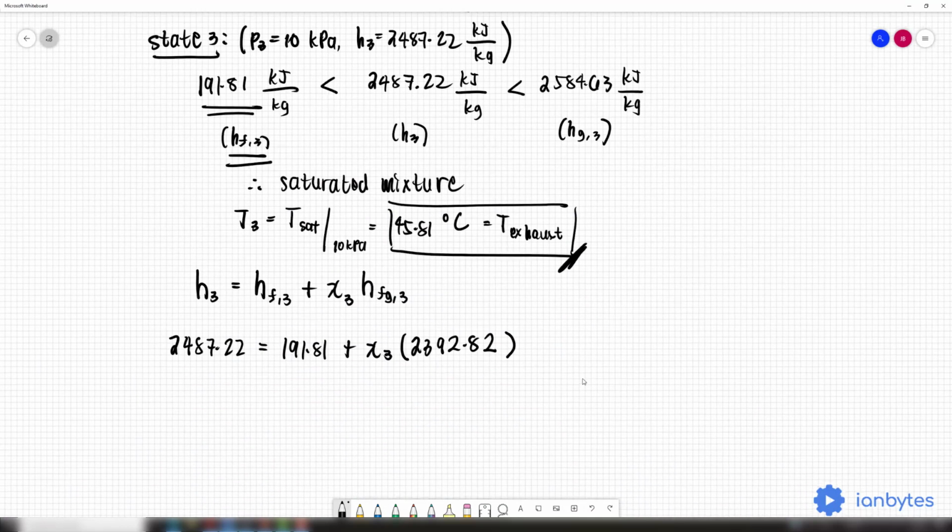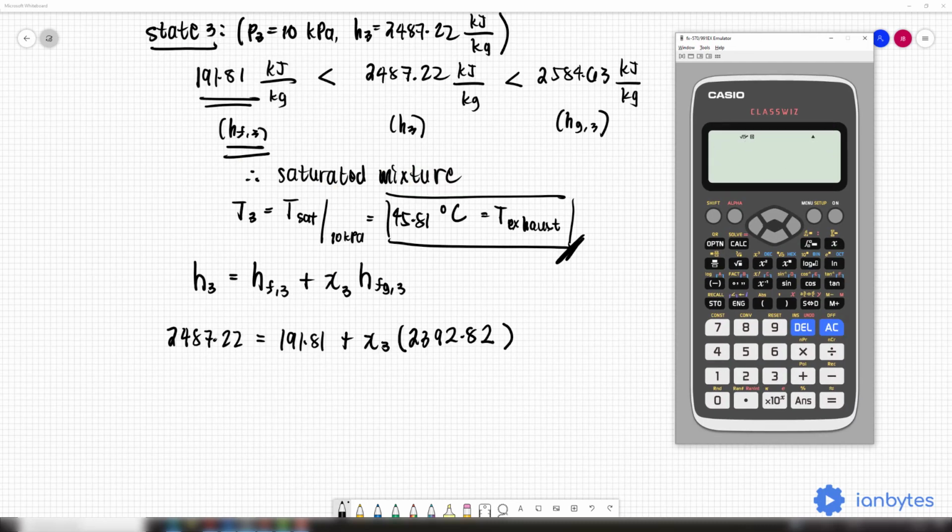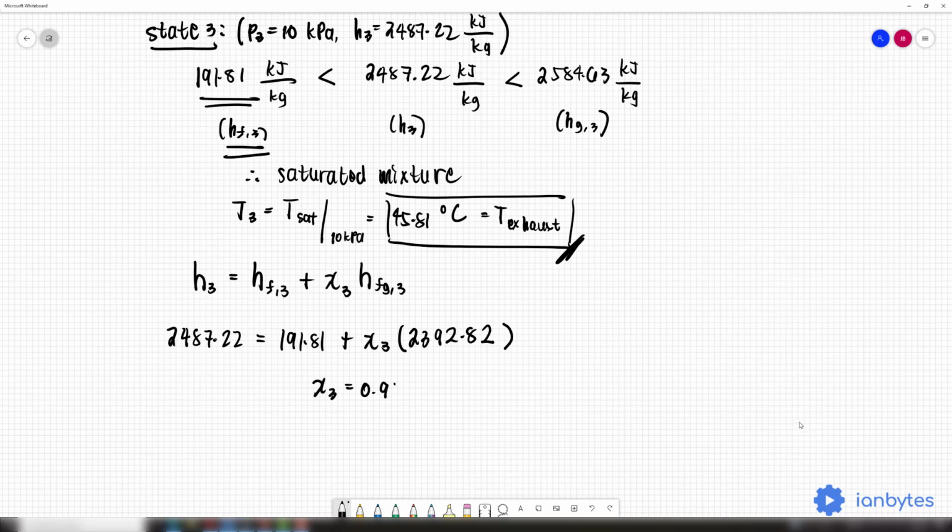And finally, this is a one equation, one unknown scenario. So again, we can just use our calculator to solve this problem for us. We have 2,487.22 equals 191.81 plus x, which is our quality, multiplied by 2,392.82. Press shift and then solve. And again, para mabilis mag-iterate ang ating calculator, alam naman natin na yung value nito ay between 0 and 1, right? So let us just input 1. Okay? And we have a value of 0.9593 as the quality of our fluid at the outlet of your turbine. We have x3 is equal to 0.9593.